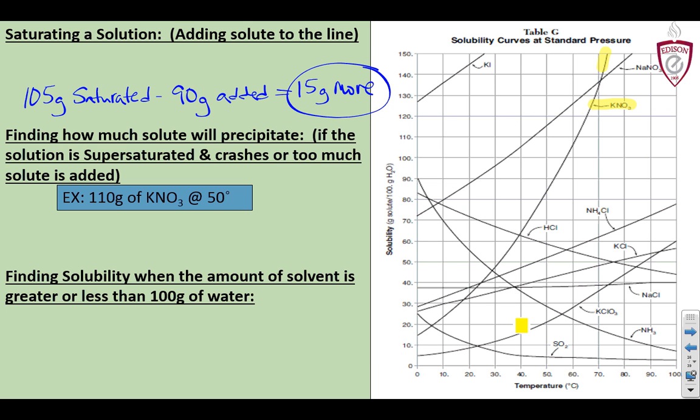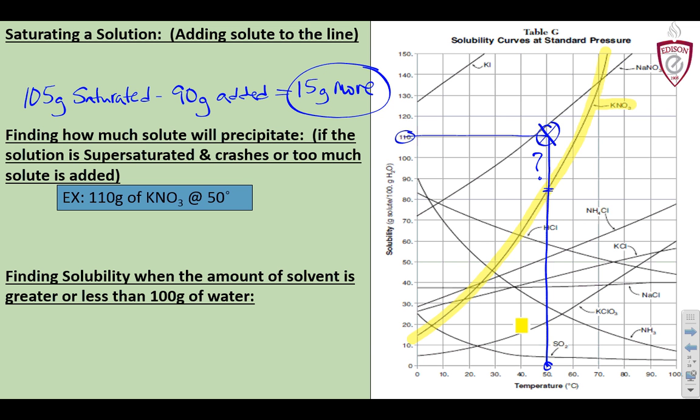KNO3. And it says how much solute will precipitate if the solution is supersaturated and crashes. So let's find it. 50 degrees. Okay, and go 110 grams. Let's see. Playing some battleship here. There we go. So this is how much we have in there. It's a supersaturated solution, right? And we want to know how much it would be at saturated. So what's the difference?